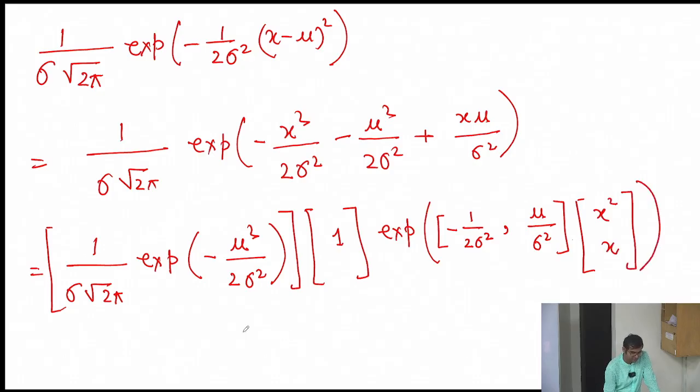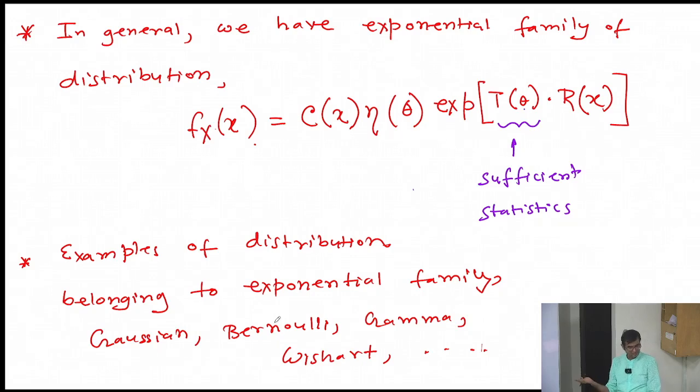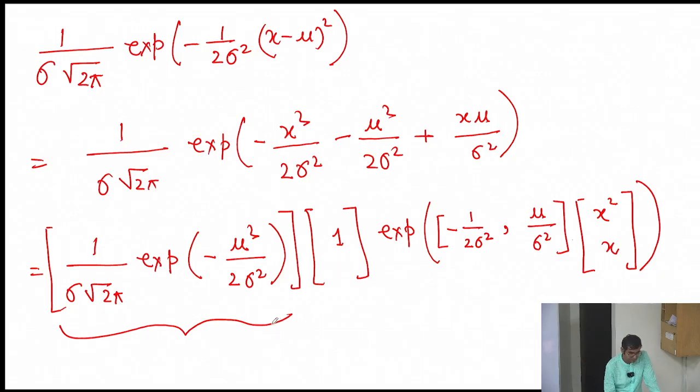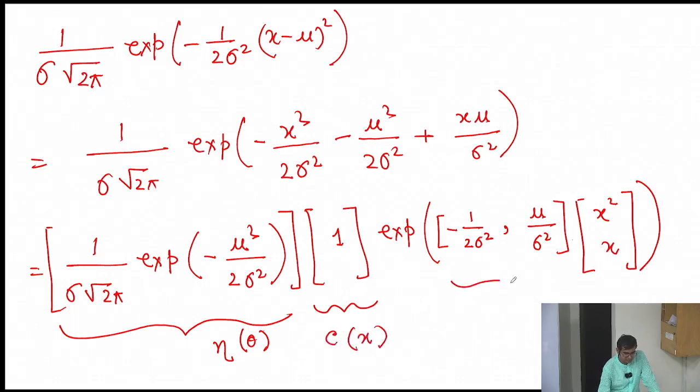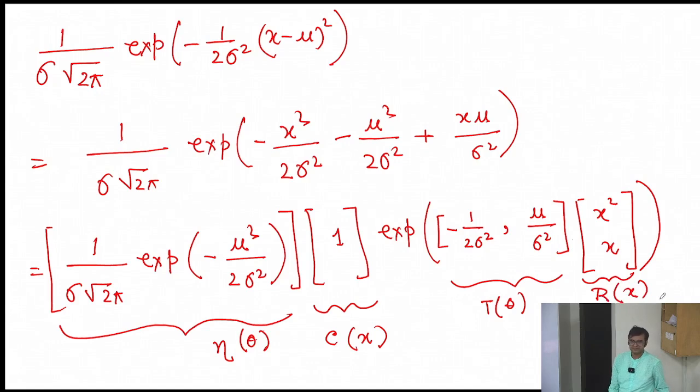So you can now see that this term here is your, what was it? Eta theta. This is your eta theta. This is your Cx, which is constant in this case. This is your T theta. And this is your Rx. Basically rearranging, right? Nothing else.